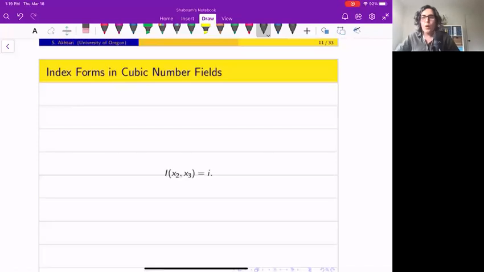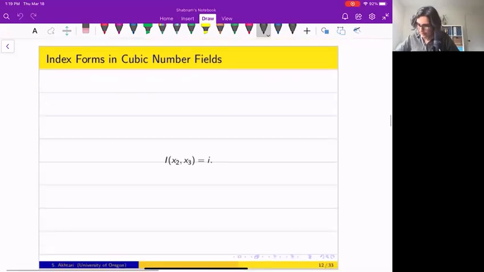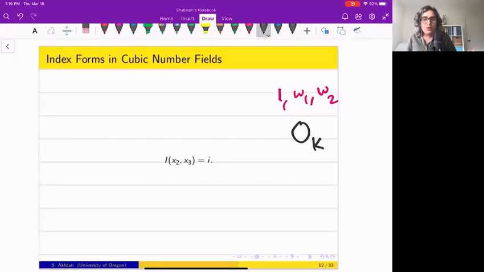But what is an index form equation in a cubic number field? It's something that I personally like very much. In a cubic number field you have two variables, because your ring of integers has integral basis 1, omega 1, omega 2. If you want to see what elements inside your ring of integers have index, let's say I, you look at the index form equation equal to I and find those x2, x3 that give you the coefficients. This way you count all elements with index I, right?